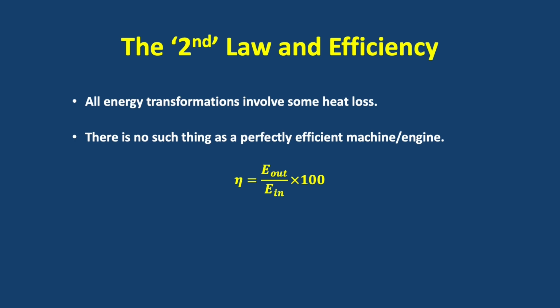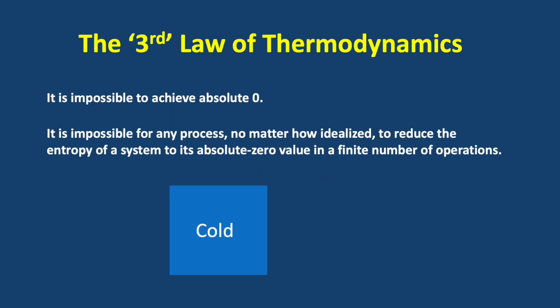That's our efficiency of the globe. And for an LED globe, that'll be something like 95%. For a fluorescent globe, that'll be something like 20 to 40%, depending on the model. This is efficiency. The third law of thermodynamics: it is impossible to achieve absolute zero.